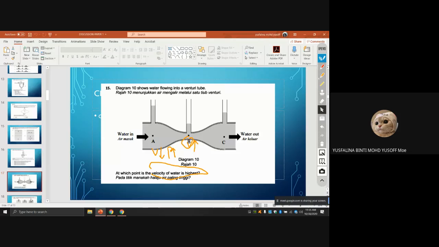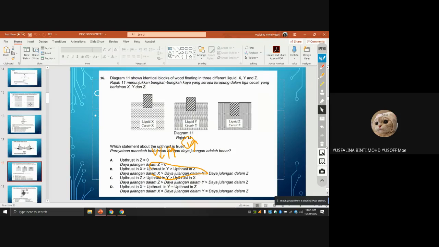Okay, next one. Okay, diagram 11 shows identical blocks of wood floating in three different liquids X, Y, Z. So which statement about the upthrust is true? So the answer should be D, donkey. 16 is D, donkey. Okay, because the buoyant force is actually equal to the weight of the liquid displaced. Okay, so number 16, the answer is D, donkey.